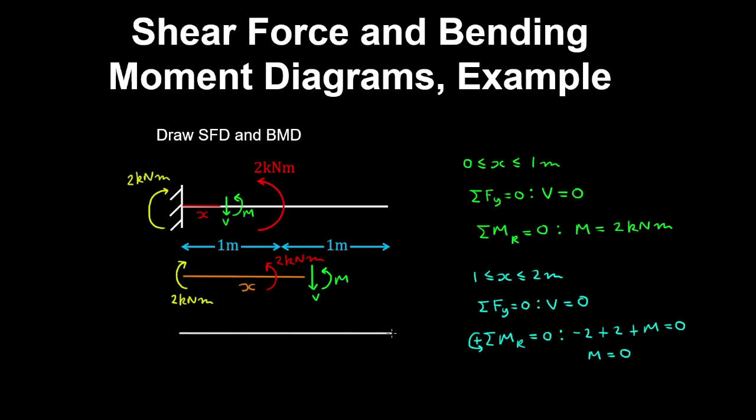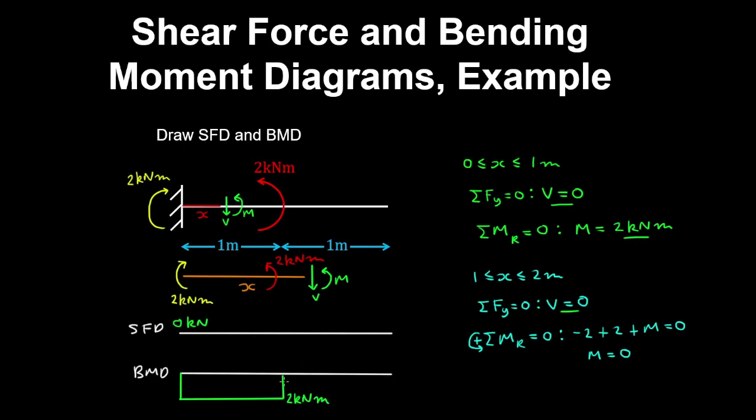And drawing the shear force diagram, well, that's just going to be 0 kilonewtons across the entire beam. And if we draw the bending moment diagram, from x equals 0 to 1 meter, we have a constant bending moment which has a magnitude of 2 kilonewton meters, and from x equals 1 meter to 2 meters the bending moment is 0.